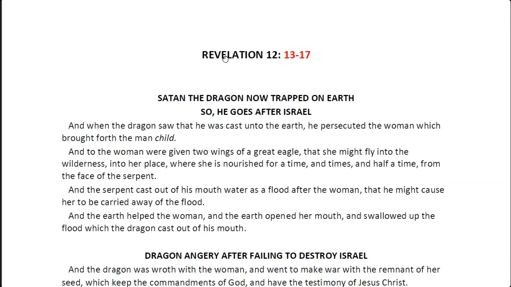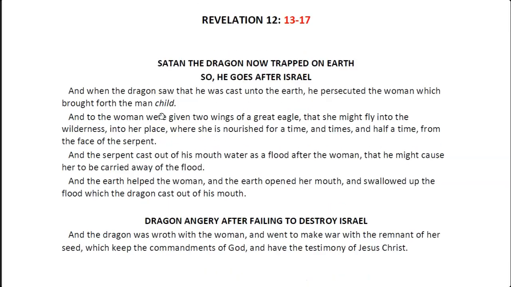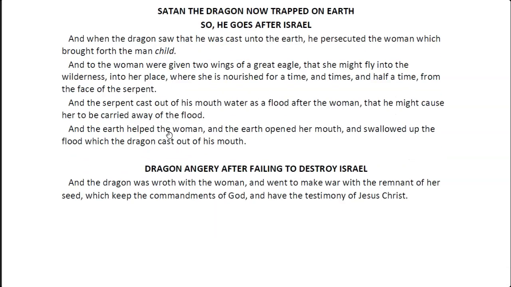So let's come back to the text here. So he's persecuting her. They've taken off, they've gotten a place where it's more difficult for Satan in Rome to persecute. So what happens here? Watch this. This is, I think, almost the trickiest part of the whole book. The serpent, Rome, did what? Cast out of his mouth water as a flood after the woman, that he might cause her to be carried away of the flood. What did we say about the second empire when he speaks like a dragon? Speaks like Rome.